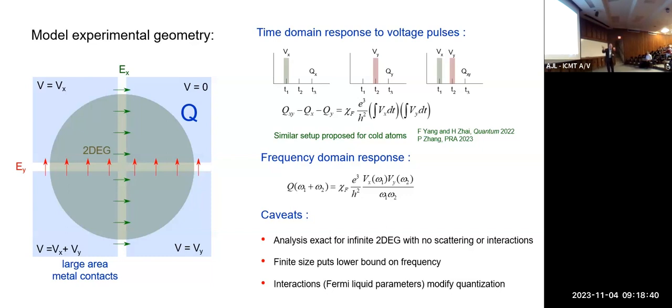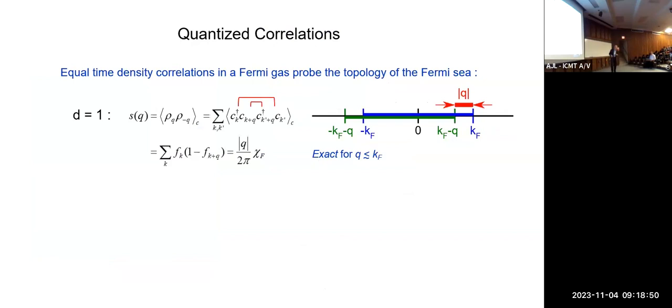I want to talk about a different way that the topology shows up. Rather than thinking about response, I want to think about correlation. This is another example where I want to start in one dimension and realize that I know something in one dimension, and then ask whether it generalizes.